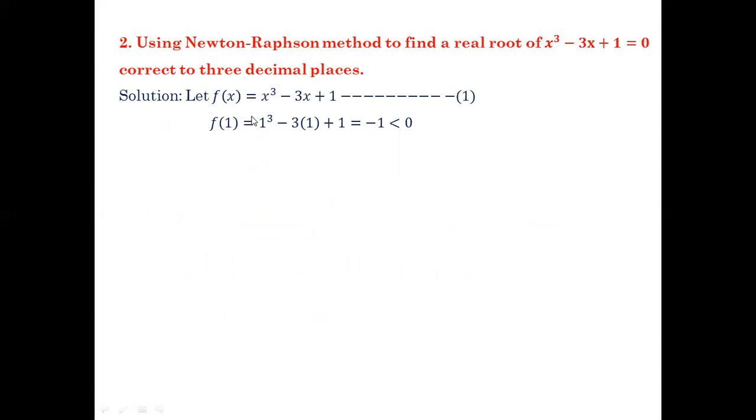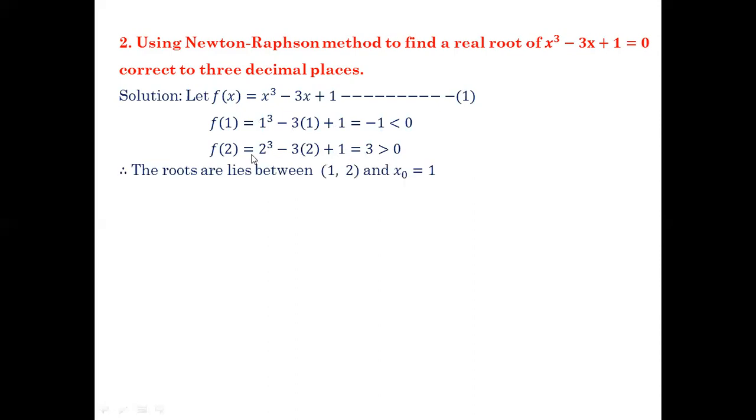Then you find f of 1: 1 cube minus 3 into 1 plus 1, that is 2 minus 3 is minus 1, negative, less than 0. Then find f of 2, that is 2 cube minus 3 into 2 plus 1. So 2 cube is 8, 8 plus 1 is 9, 9 minus 6 is 3, positive, greater than 0. Therefore, the root lies between 1 and 2. I will take x naught is equal to 1.